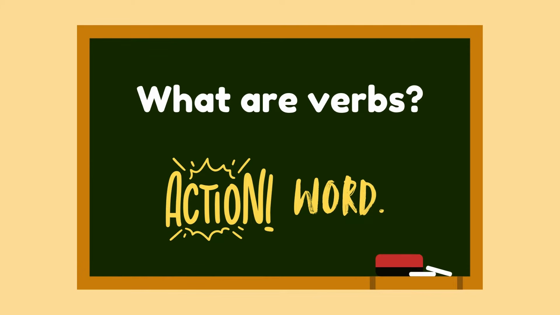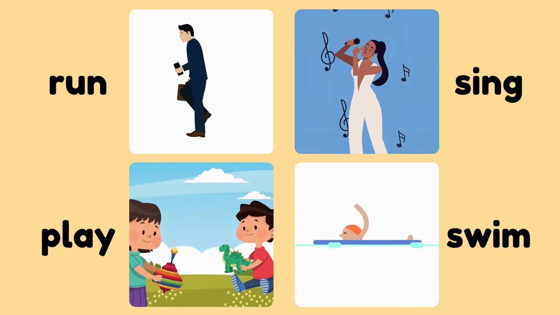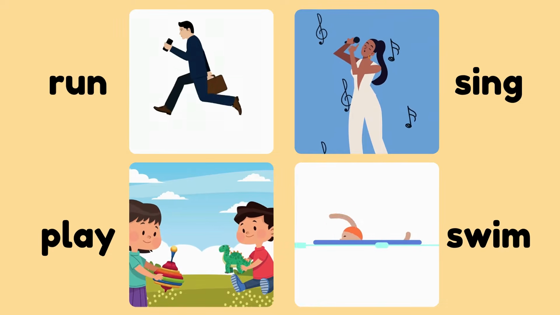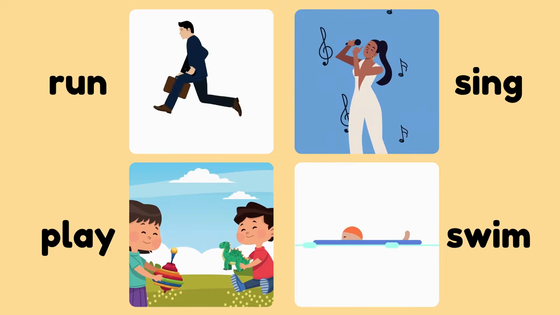First things first, you remember what a verb is? A verb is an action word. It's something you can do, like run, sing, play, or swim. Verbs tell us what someone or something is doing.